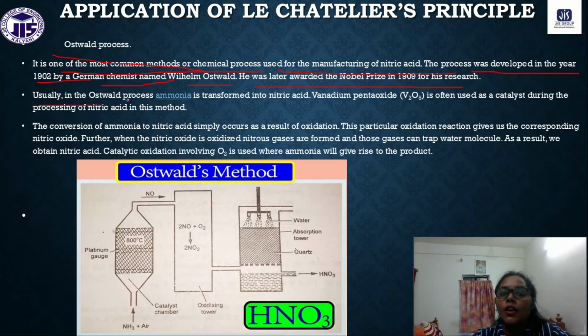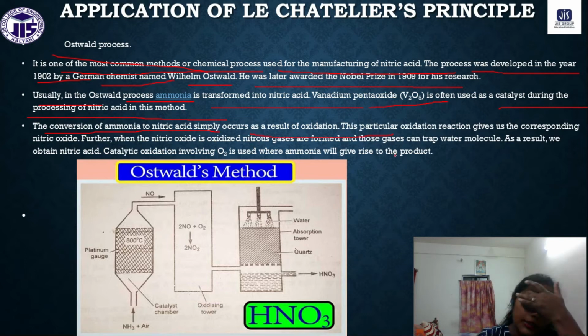Usually, in the Ostwald process, what will happen? Ammonia is transformed into nitric acid. Vanadium pentoxide is used here as the catalyst. Okay, during the process of making nitric acid in this method, the conversion of ammonia to nitric acid occurs as a result of an oxidation reaction.